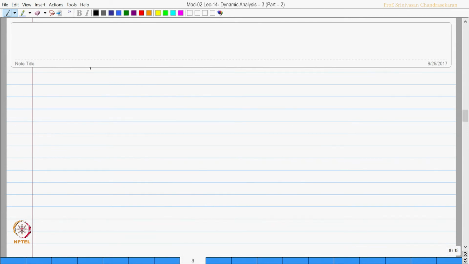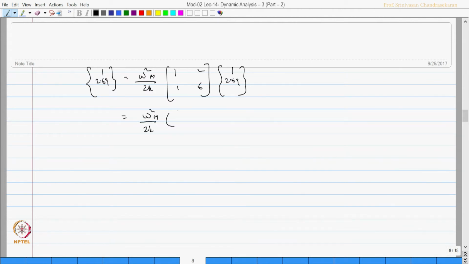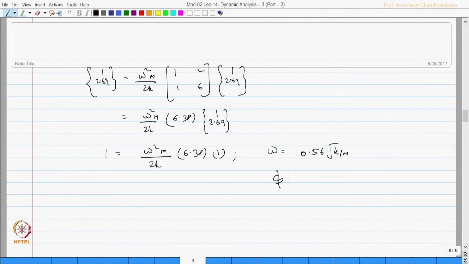I do one more iteration with [1; 2.69], which gives me ω² m by 2k multiplier of 6.38 times [1; 2.69]. I get the same converged value. Therefore, 1 will be equal to ω² m by 2k of 6.38, which implies that ω is equal to 0.56 root k by m, and the corresponding φ is [1; 2.69], with no zero crossing. Therefore, this is the first frequency and first mode shape.